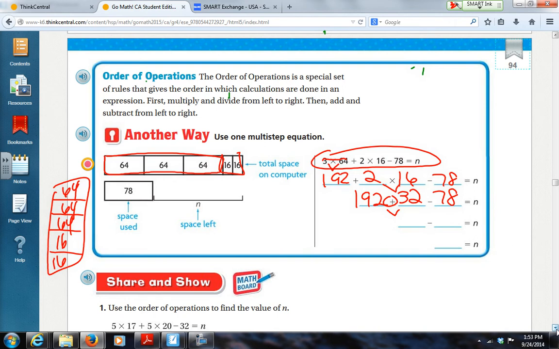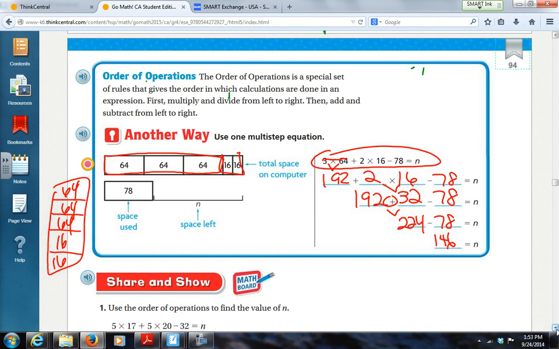So the first page, somebody quickly. 146? No. 224. Thank you. 224. And now I can do what, Carolina? Now I can subtract. And what is my answer? 146. Okay. So that's how order of operations works.